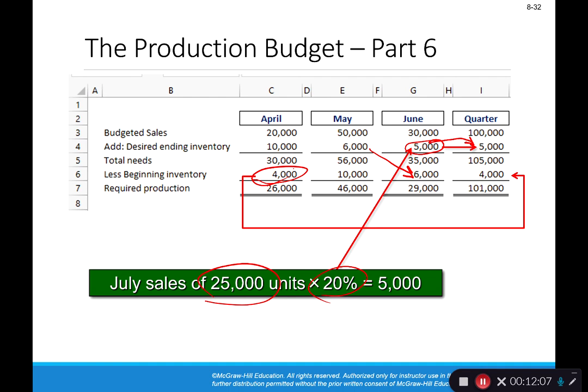So again, when you're adding up your budgets, it's important to remember income statement amounts get added together. So you add April, May, and June together, but balance sheet amounts are at a point in time. So it's either the beginning or the end of the quarter. You don't add it all together.